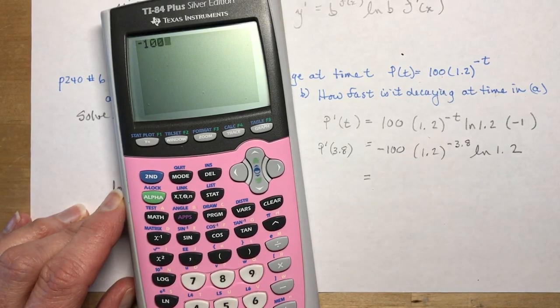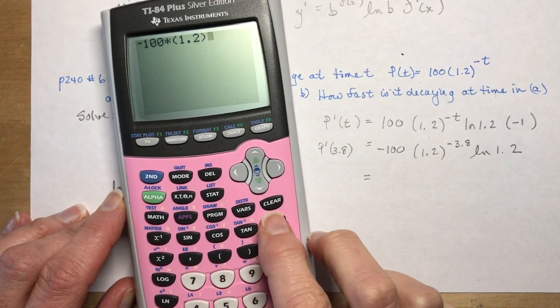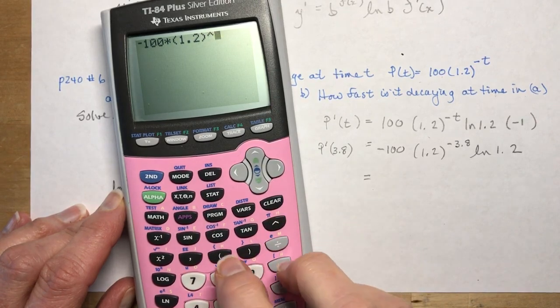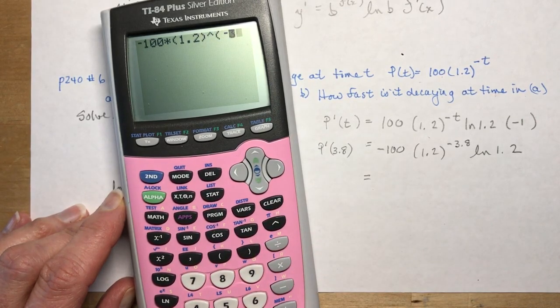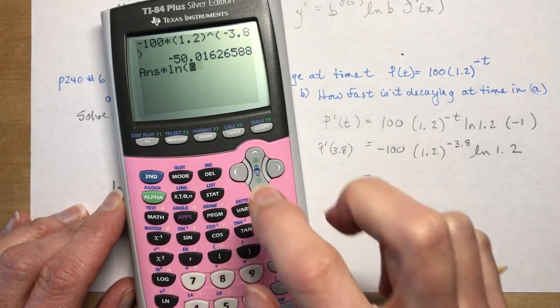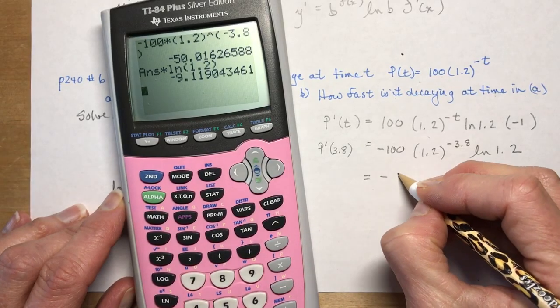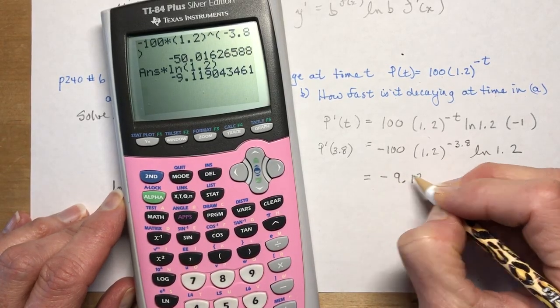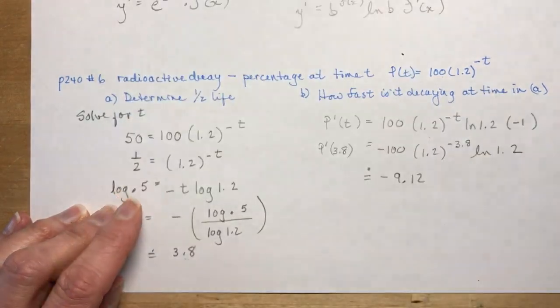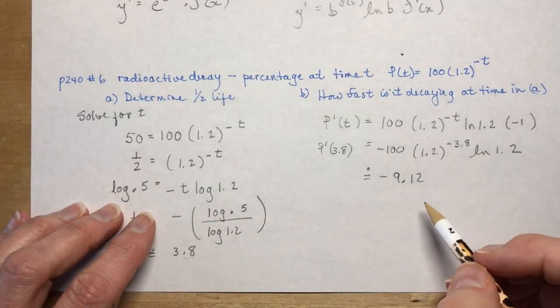So I have minus 100 times, remember with calculators, you've got to use a lot of brackets, right? 1.2 to the power of bracket minus 3.8. I'm going to put an equal sign there, okay, and then times the ln of 2. Oh, not 2, 1.2, equals minus 9.12 approximately.